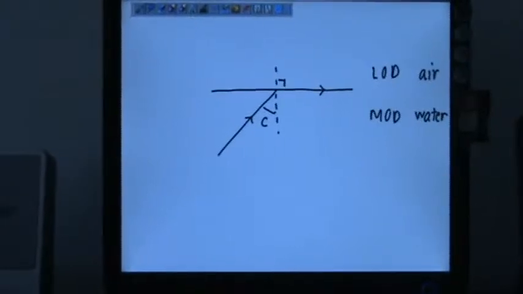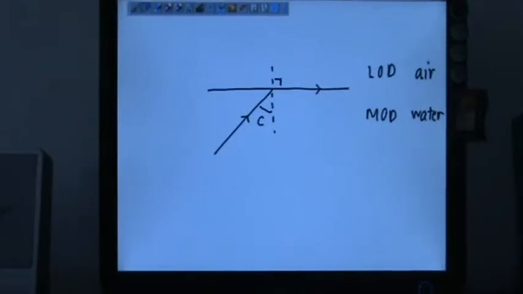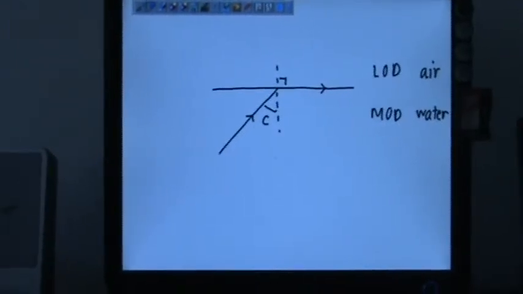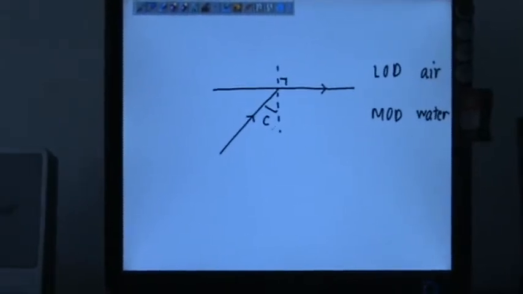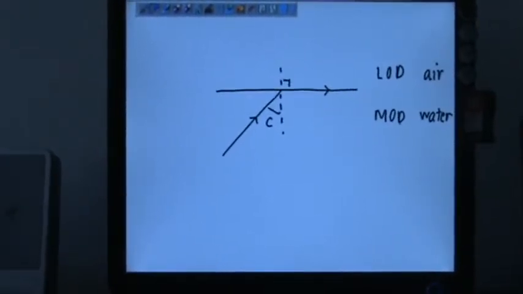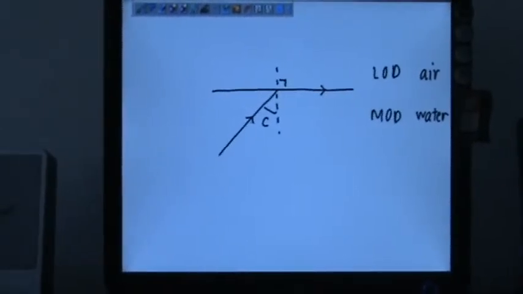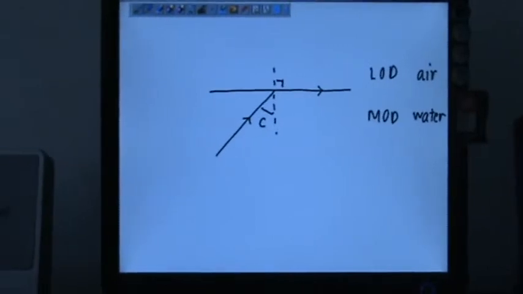Let's say I want to find the refractive index of water using the critical angle. If you follow the rules of total internal reflection, the ray must go from more optically dense material to less optically dense material, for example, water to air. In this case you look at the arrow going like this and then coming out like that.